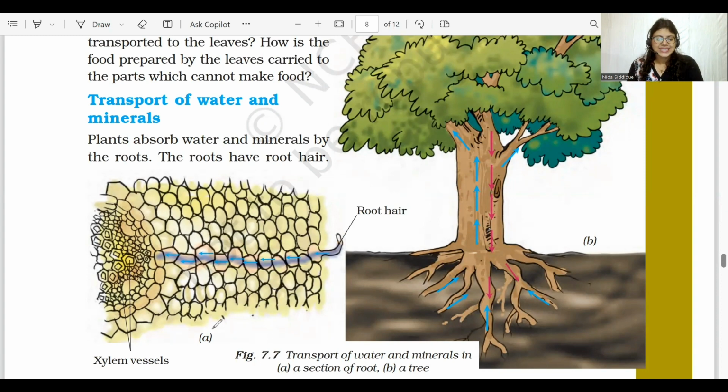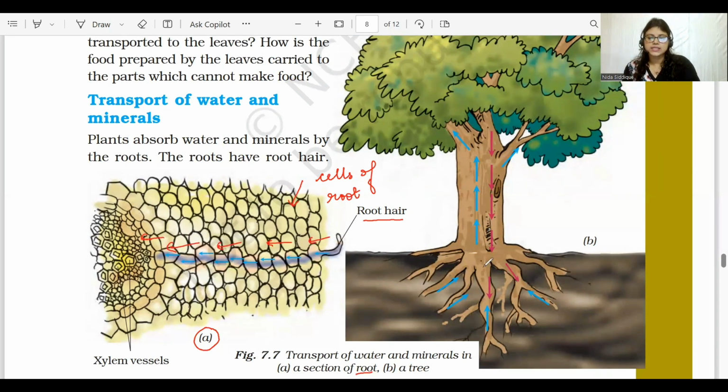So before we move on, let's look at these two diagrams. In diagram A, this is representing a section of root. Okay, so these are the different cells of roots, and from the root arises a root hair. तो ये root hair का काम क्या है? Can you all observe? यहाँ पे blue color use हुआ है. So this is going to absorb the water and deliver it to the upper parts of the plant.